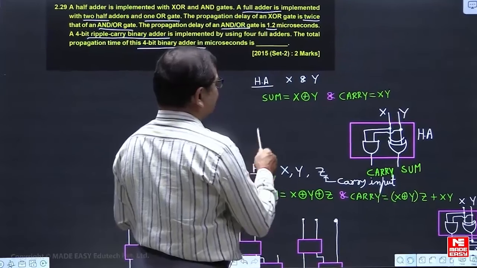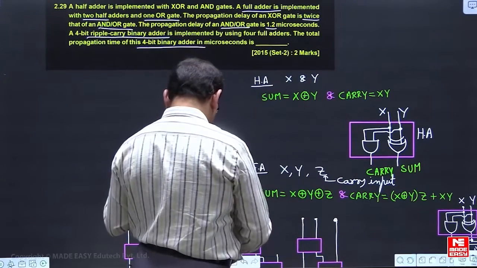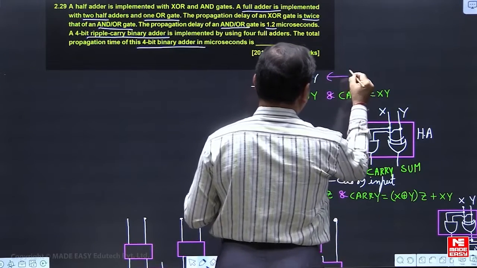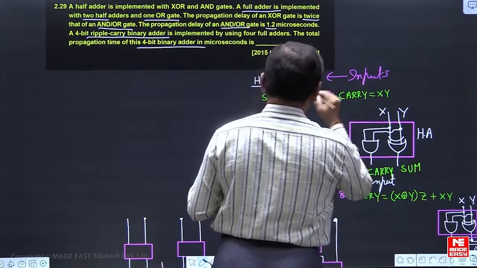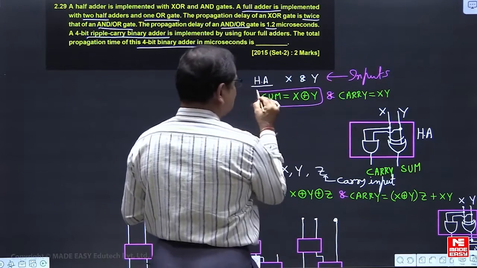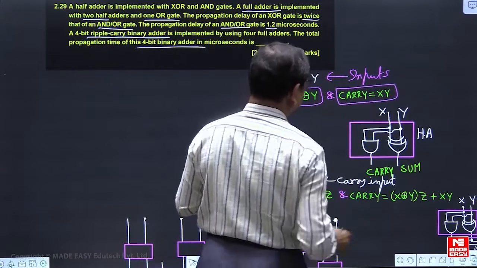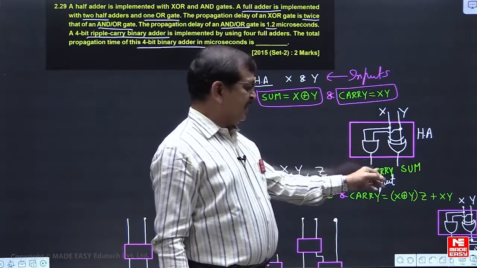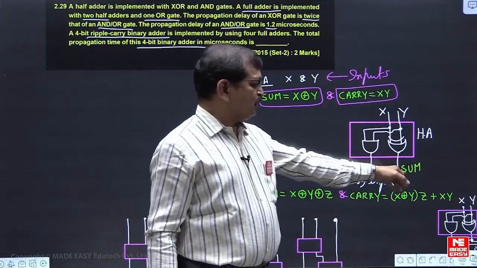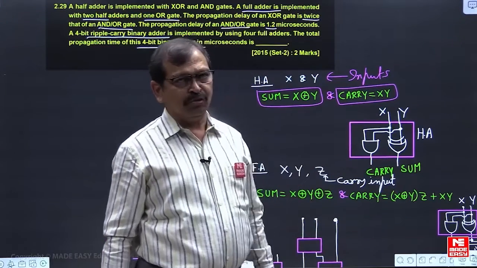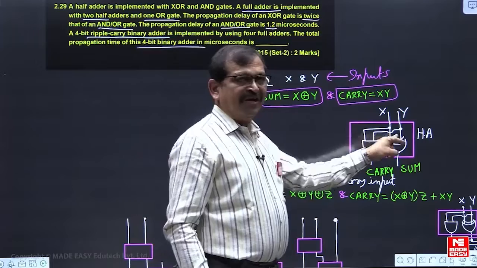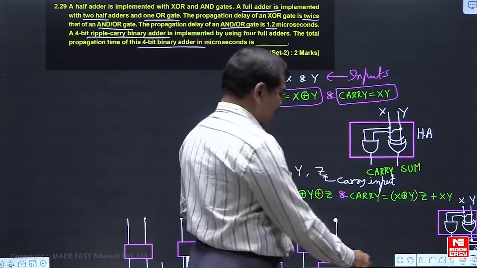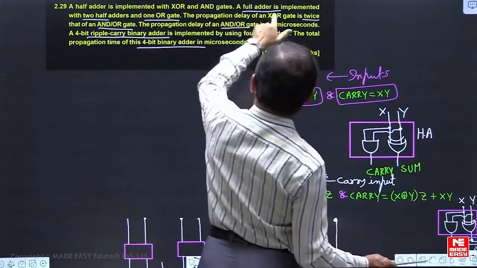Looking at the half adder, if we name its inputs x and y, then you should know the sum equation and the carry equation. If you look at the circuit implemented with the XOR and AND gates, x and y are the inputs, one output is the sum, and the other is the carry output. We can call this block a half adder. By using this block, we want to implement a full adder.